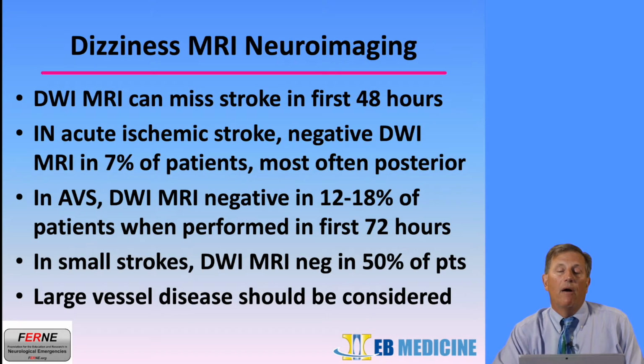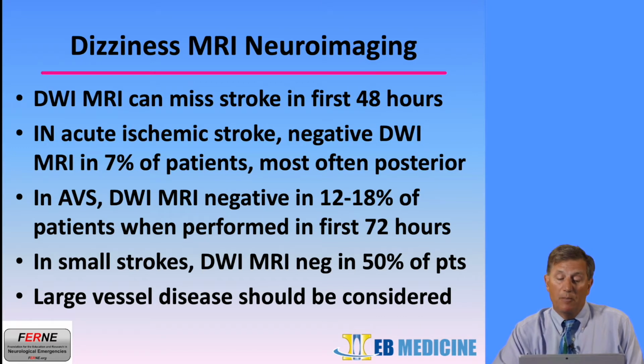What about MRI neuroimaging in dizzy patients? We know that DWI, or diffusion weighted imaging in MRI, can miss stroke in the first 48 hours. So in acute ischemic stroke, a negative DWI MRI can be seen in up to 7% of patients, and in fact most of these are patients with posterior stroke, which of course is the stroke of concern in patients who present with dizziness.